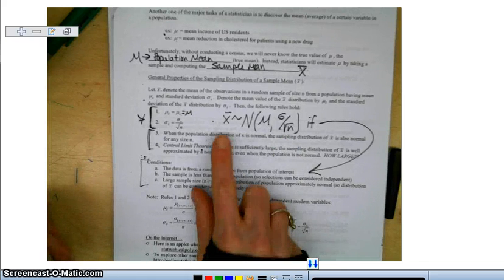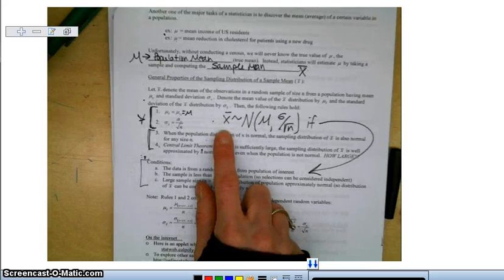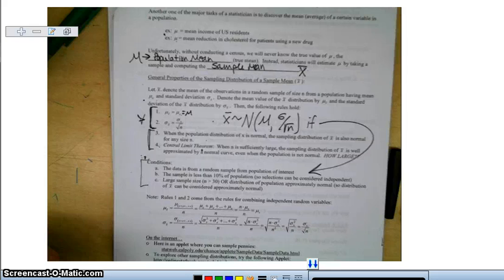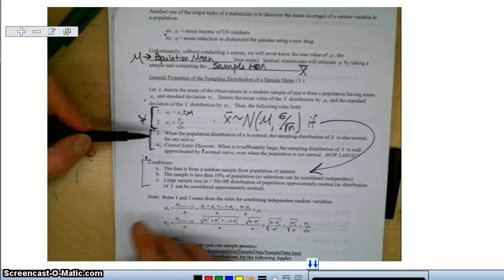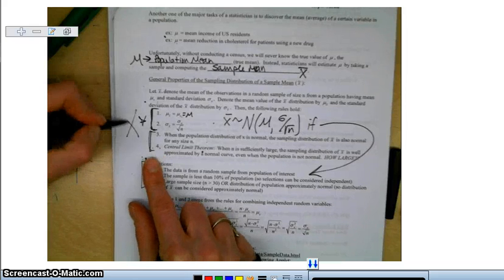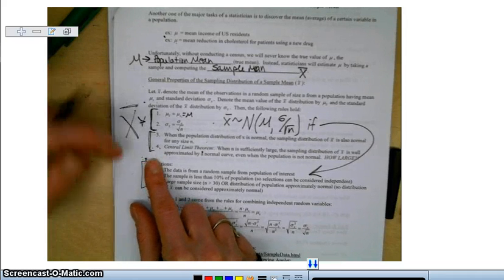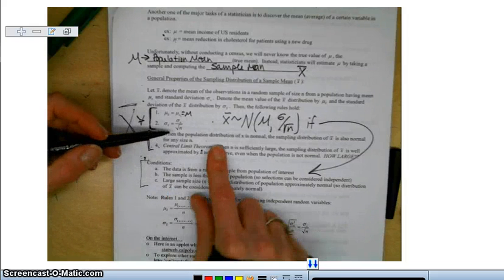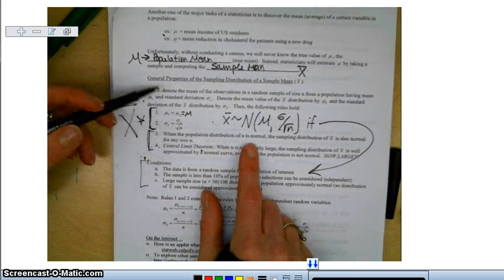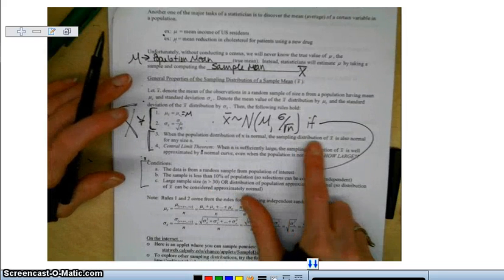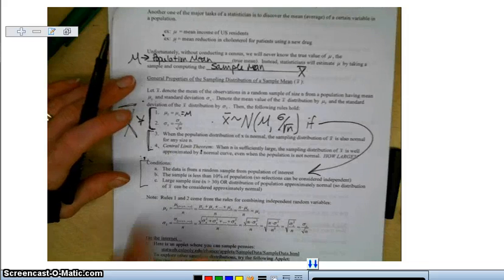The only difference between X bar and a regular normal model is dividing by the square root of the sample size. Okay, so now two more things to talk about. These rules hold for a sampling distribution of X bar. When the population distribution of x is normal, the sampling distribution of x bar is also normal for any size n.